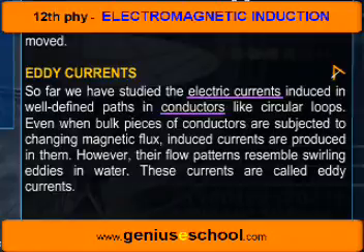Eddy currents. So far, we have studied the electric currents induced in well-defined paths in conductors like circular loops. Even when bulk pieces of conductors are subjected to changing magnetic flux, induced currents are produced in them. However, their flow patterns resemble swirling eddies in water. These currents are called eddy currents.